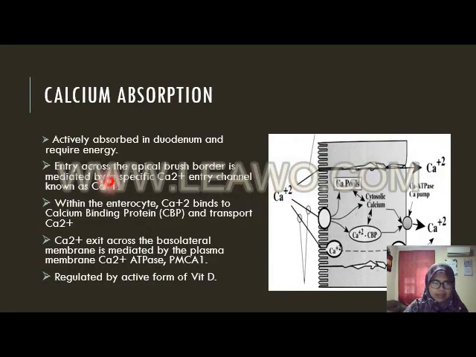So calcium is actively absorbed in the duodenum and requires energy. So this is calcium in the lumen that will be actively transported into the duodenum cells, and it requires energy. With active transportation, it means that the concentration of calcium here is lower than the concentration of calcium in the small intestine cells. That's why it needs to go against the concentration gradient, and it needs energy.